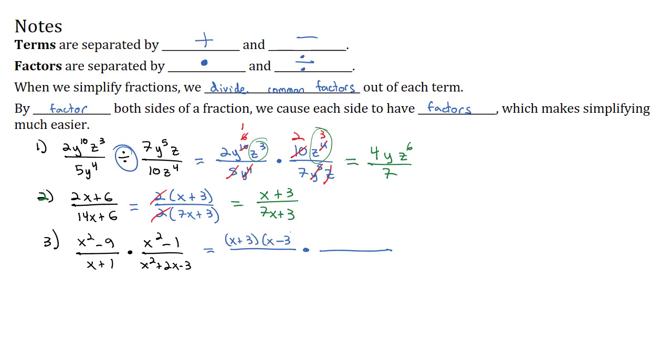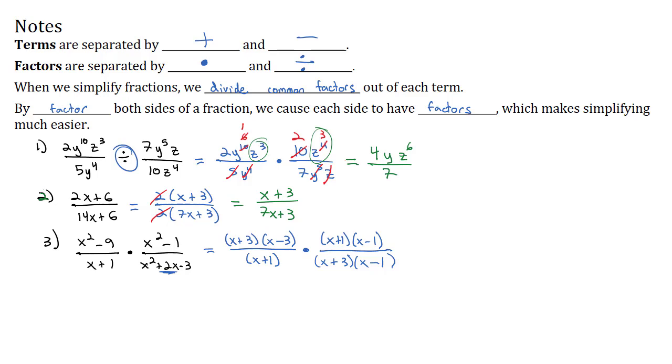That's going to factor to x plus 3, x minus 3. The denominator, x plus 1, there's nothing we can do with that, so we'll keep it the way it is. The second fraction, x squared minus 1, is x plus 1 times x minus 1. And the last denominator, doing a little guess and check to help me factor, x squared is x times x, and 3 is 3 times 1. If the 3 is positive and the 1 is negative, that'll give me the positive 2 in the middle.